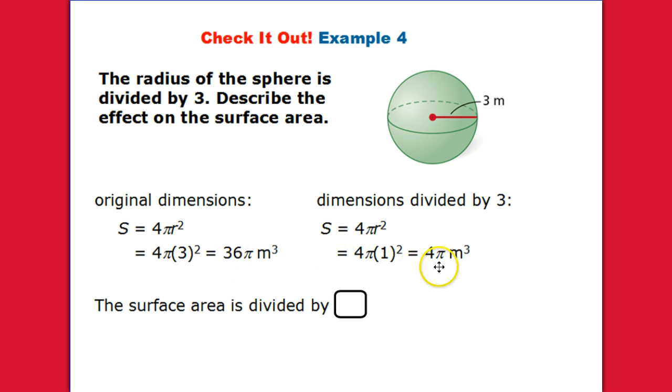4 pi meters cubed versus, this actually should be squared, right? These meters should be squared. Once again, the textbook has placed a unit that doesn't make sense here. We're talking surface area, so our units should be squared. I think the numbers themselves are correct. 36 pi meters squared and 4 pi meters squared. So how did dividing the radius by 3 impact the surface area? By a factor of 9, right? We ended up dividing by 3 squared. So it's an area problem, so the factor itself is squared.